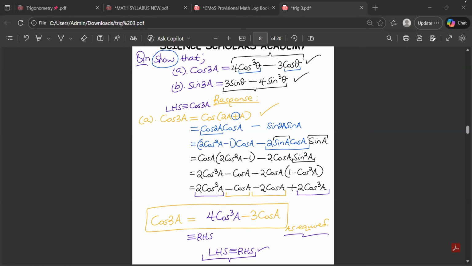As we hear from Gladys Gift, some inquiry: how are we getting sine squared A equal to 1 minus cos squared A? The first trig identity. Have you forgotten the first trig identity? I've recalled it. We actually have it somewhere.